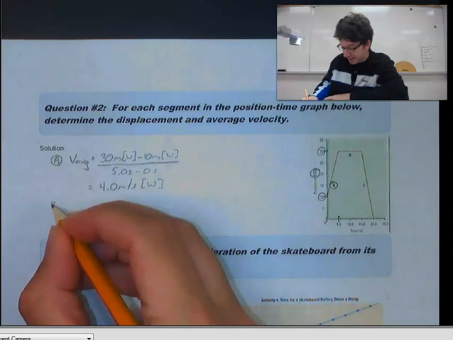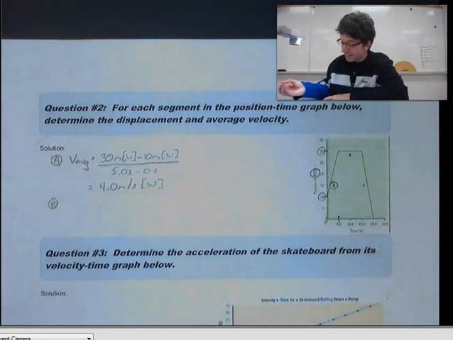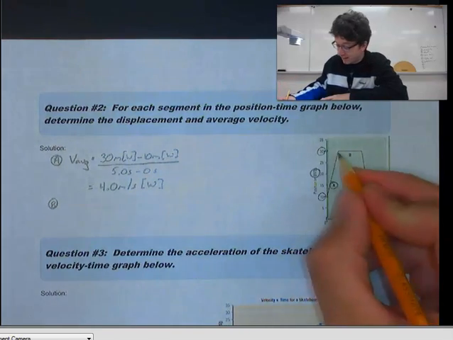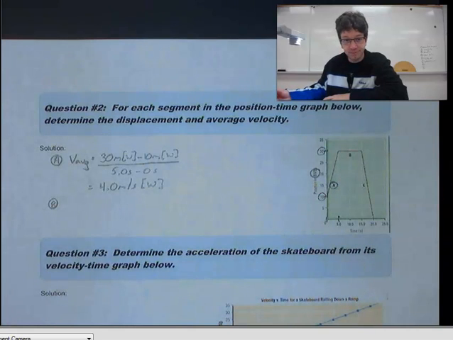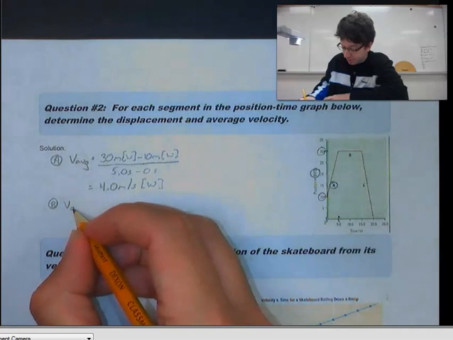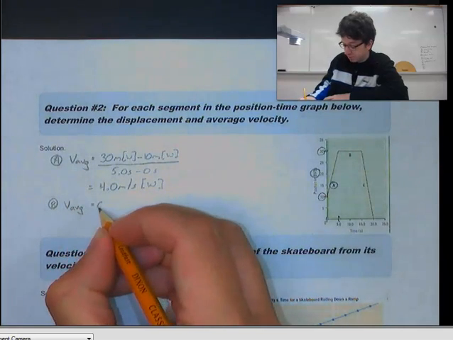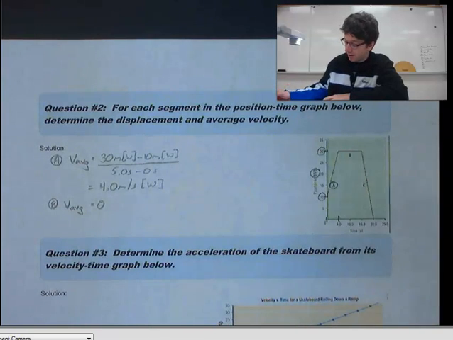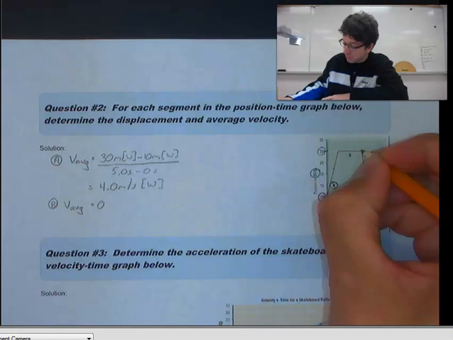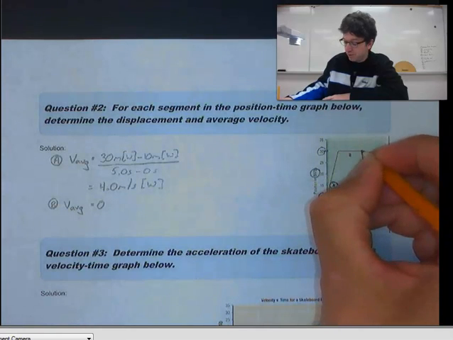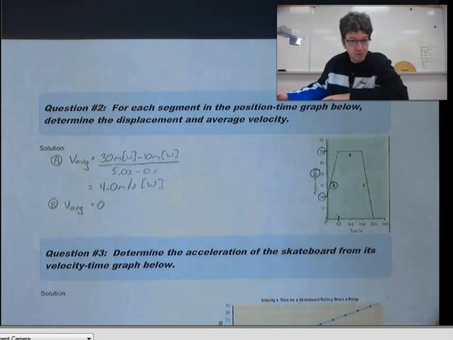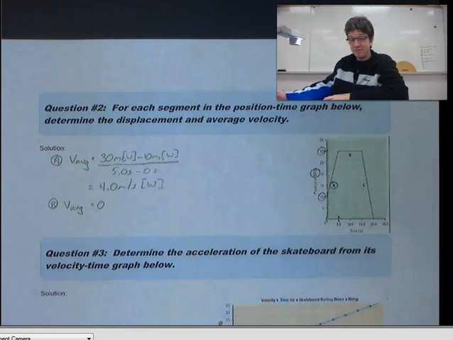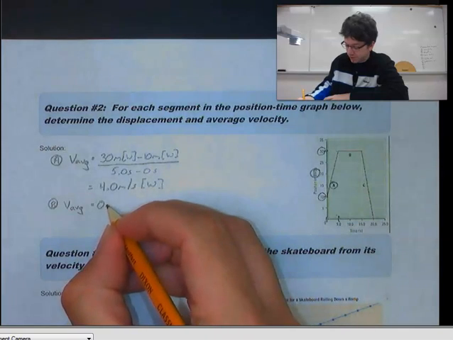Now for segment B, you can probably tell just by looking at it, that's a horizontal line. Okay, so it's actually just zero. Our velocity is zero. The math will still work if you wanted to do the math, right? You can do y2 minus y1, but they're both the same value. So you do 30 minus 30, which is zero. And then zero divided by whatever your run is going to be is zero. Okay, so we have 0 meters per second.